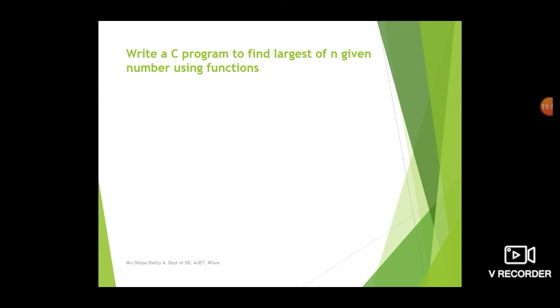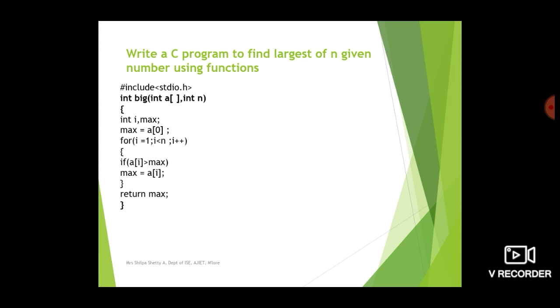So next let us write a C program to find the largest of n given numbers using functions. So what we do is, in this program we are going to read an array of elements and we need to find the largest element in this array. So for this we will write a function called big, to which we will pass the array and then we will determine the largest element.